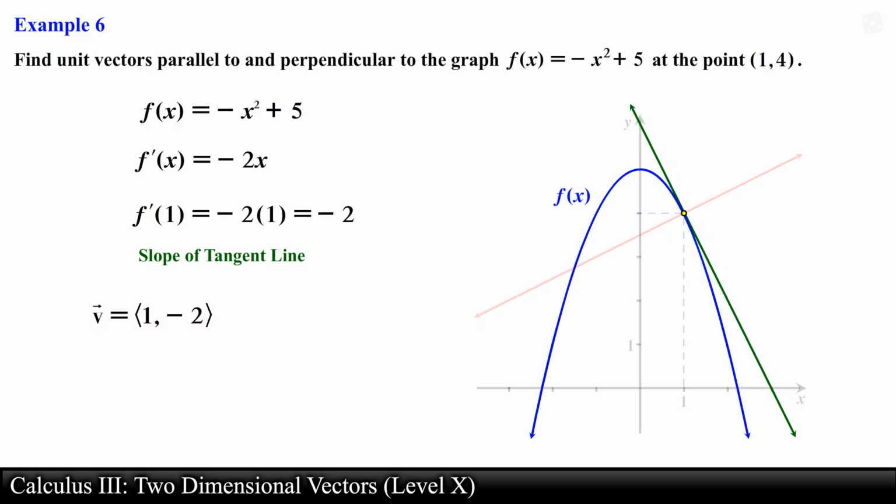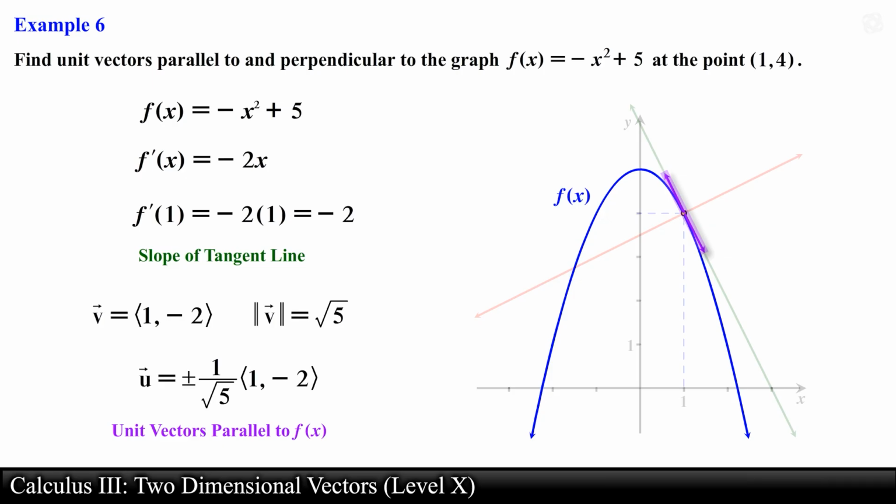So now we need to find the magnitude of this vector, which ends up being equal to root 5. Now we can find the unit vector. Notice that there are two distinct unit vectors that are parallel to the graph at this point. We can denote these two unit vectors by multiplying the components of vector v by positive or negative 1 over the square root of 5.